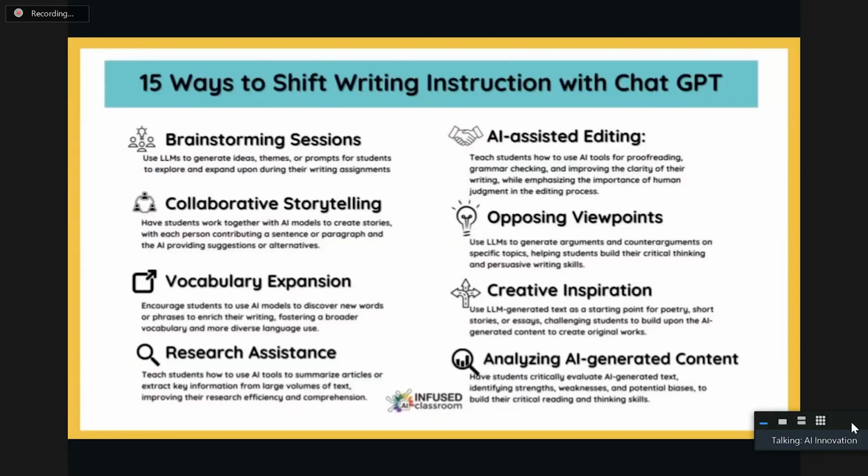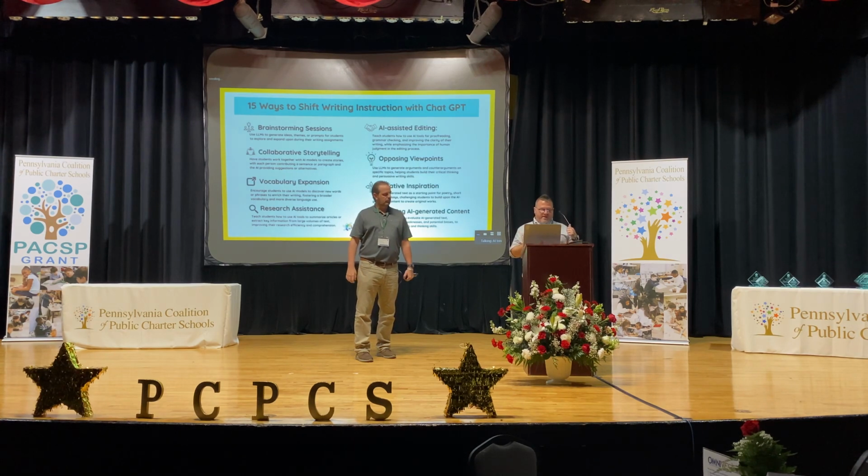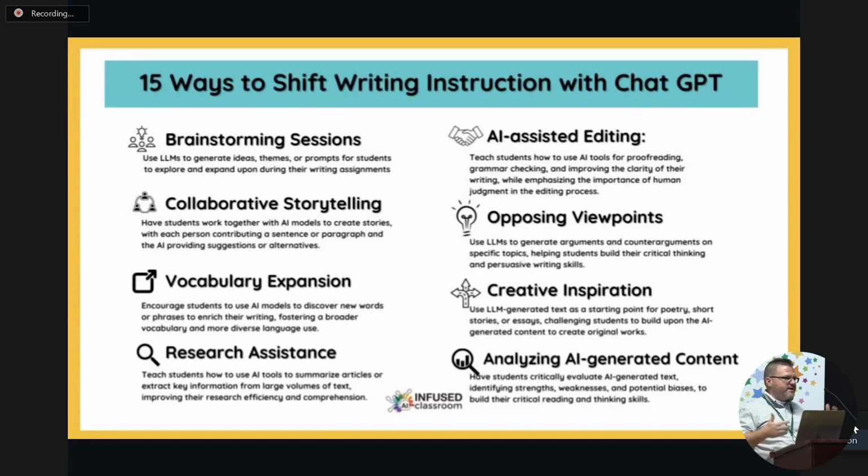And then another way to use these tools is we have 15 ways to shift writing instruction here using just ChatGPT, but honestly, you could do it using Bard or any of the other ones. This comes from the AI-infused classroom, but honestly, use it as a research assistant, okay? Teach students how to use AI tools to summarize articles.